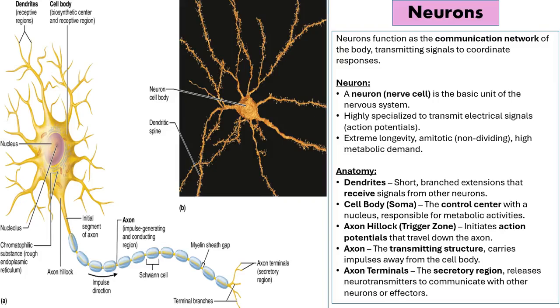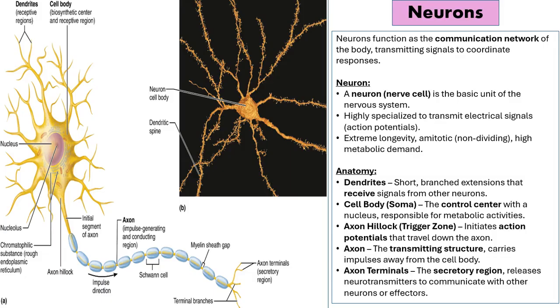Hello, folks. Now let's focus on the tissue of the nervous system, which is going to be neurons. Of course, if you've already taken anatomy, you know a little bit about nervous tissue, but we want to focus on neurons here in physiology as well. So neurons are going to be our communication network of the body. They have the ability to receive signals and transmit signals, which, of course, is a part of the overall function of the nervous system, right?